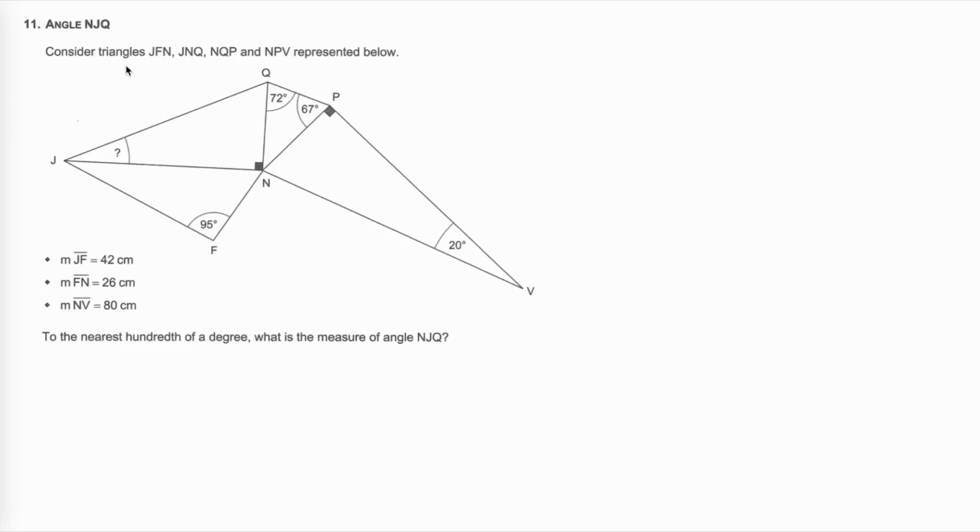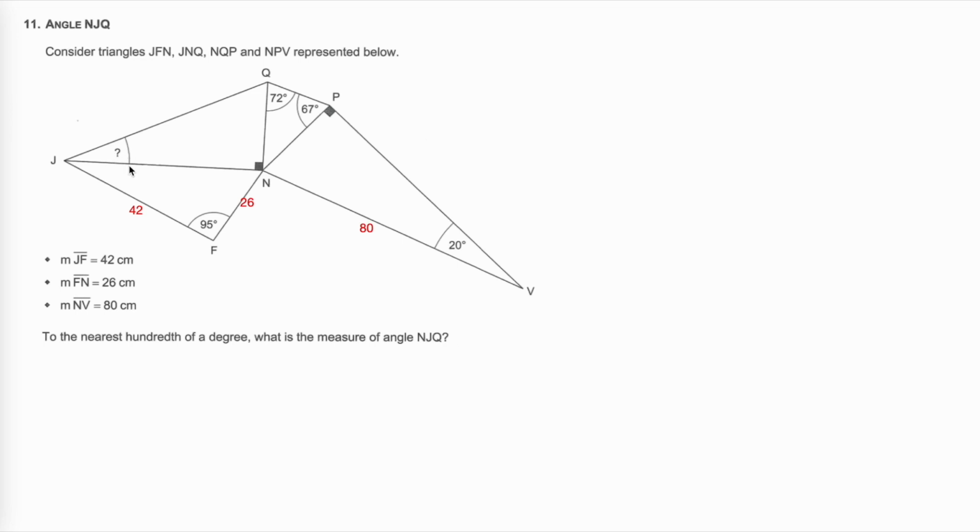Question 11. Consider triangles JFN, JNQ, NQP, and NPV represented below, where JF is 42, FN is 26, and NV is 80. To the nearest hundredth of a degree, what is the measure of angle NJQ?